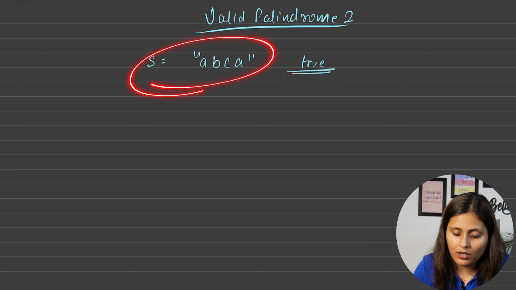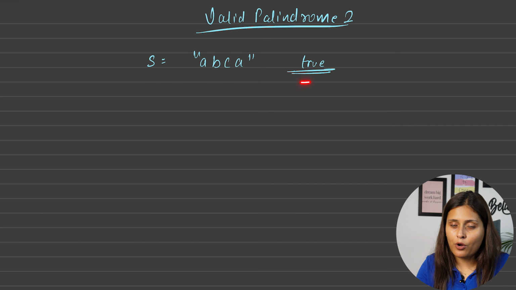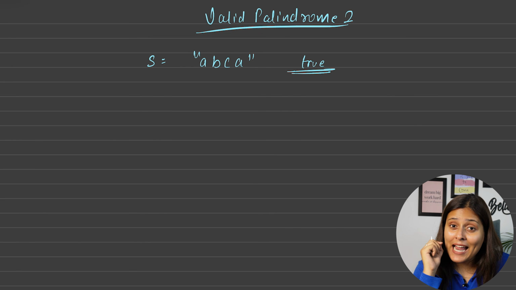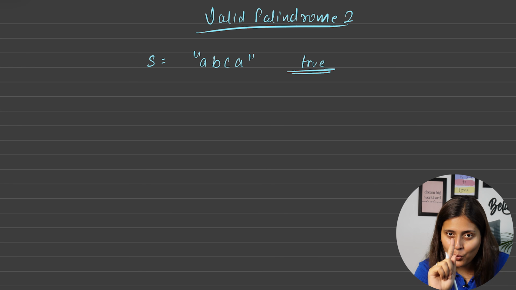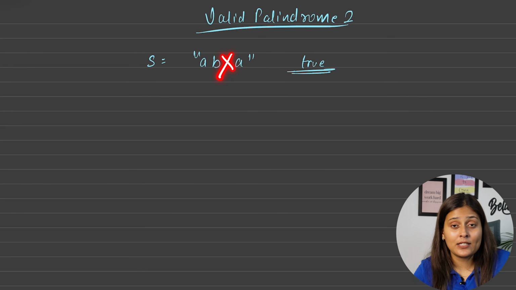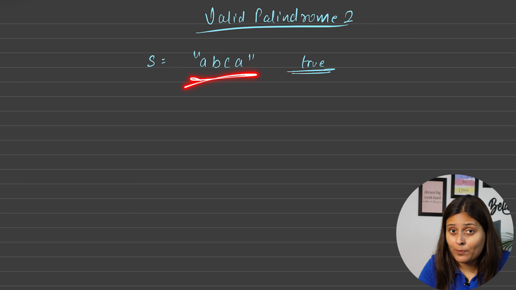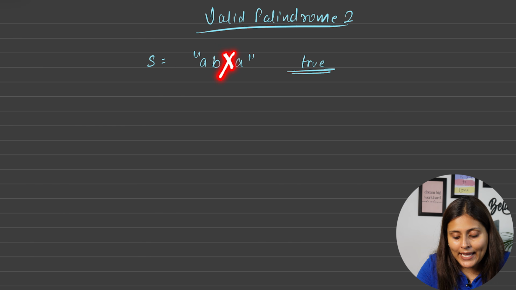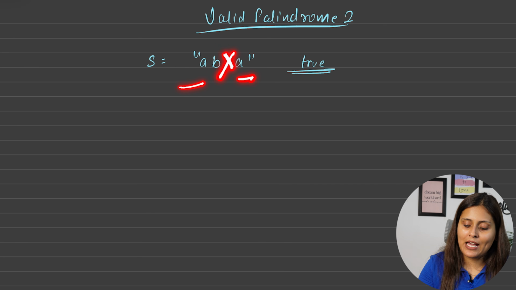So let's come here on the screen. Here we have given a string. We have to return true or false if it is a palindrome. This question is very simple, but it added extra flavor by just saying one line: you can remove at most one character to make it a palindrome. So in this case, it is not a palindrome, correct? So we are allowed to remove one character. If we remove this, then ABA is a palindrome. So hence we have to return true.